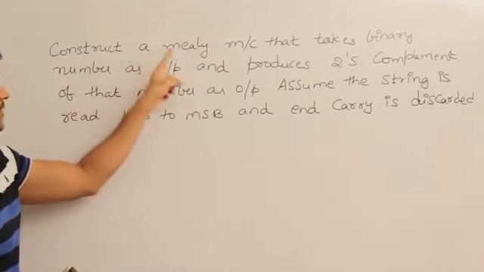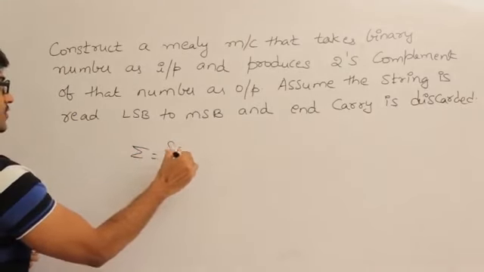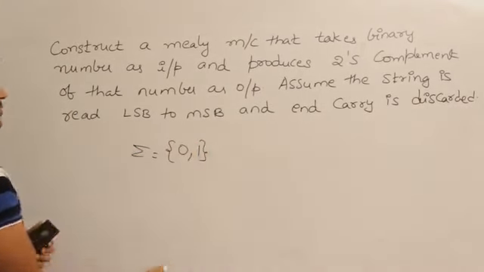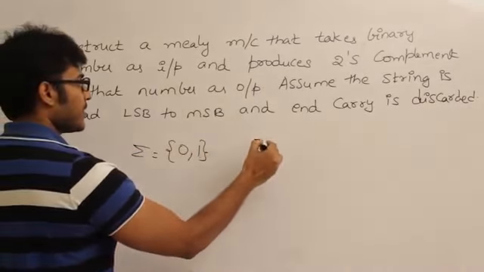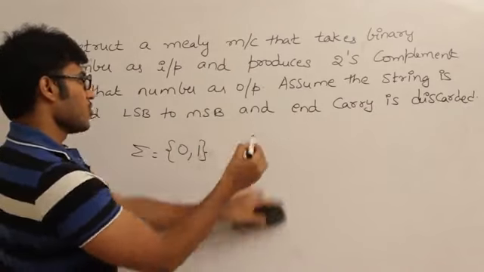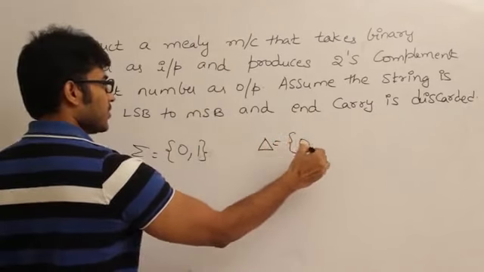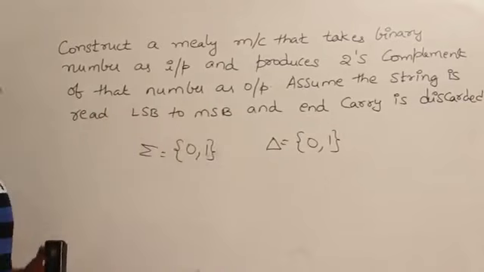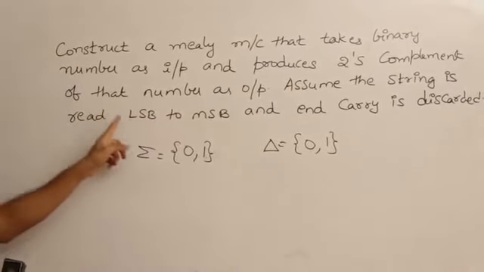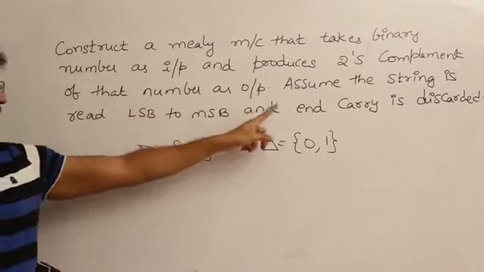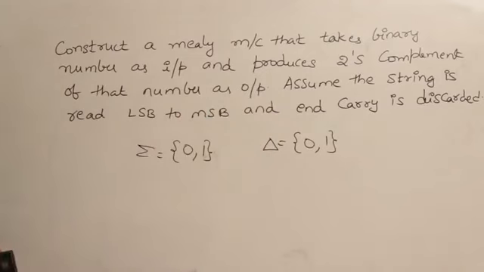So the question is, construct a Mealy machine that accepts all binary strings, which means sigma input equal to 0, 1, and now we should produce the 2's complement of the binary number. So the output is also a binary number which should be the 2's complement of the input. If I say the input is some number, the output has to be the 2's complement of that. Assume that this string is read from LSB to MSB and the end carry is discarded.